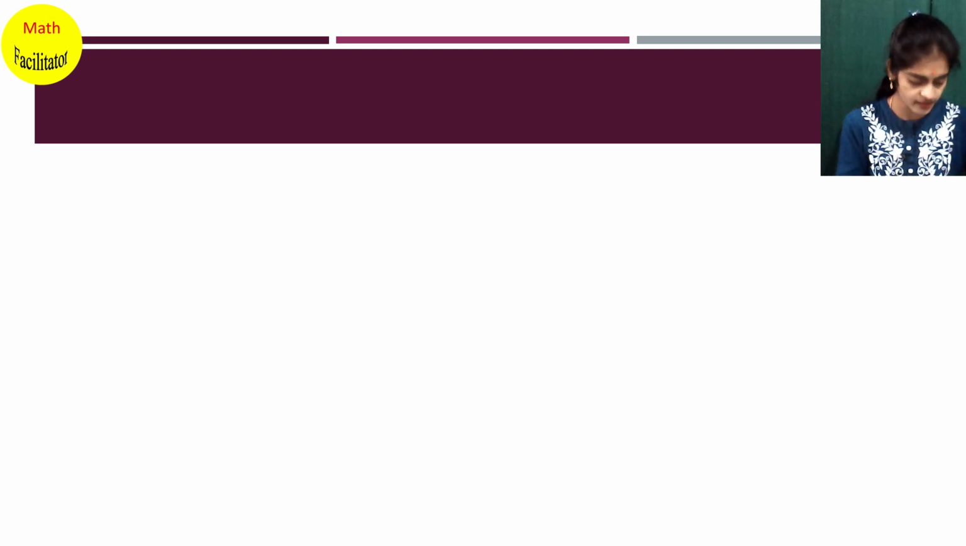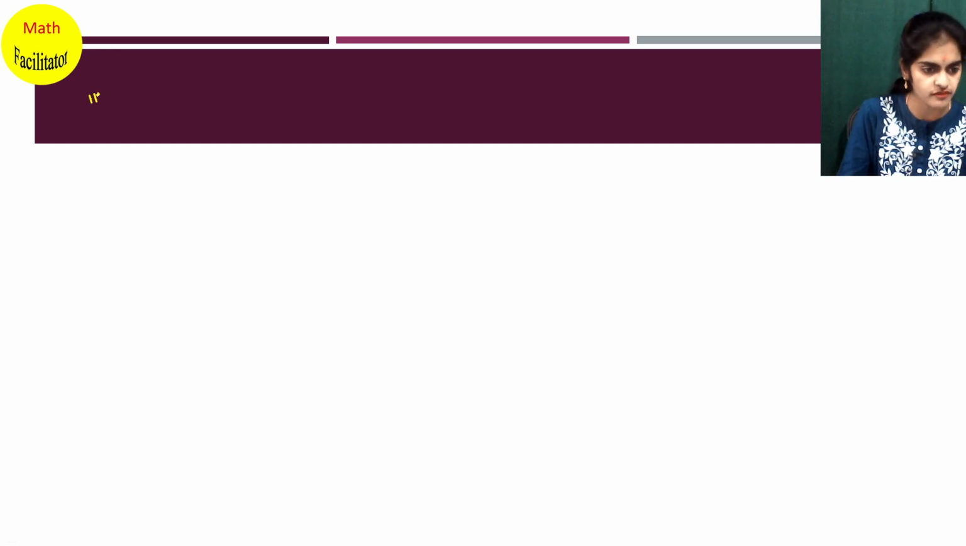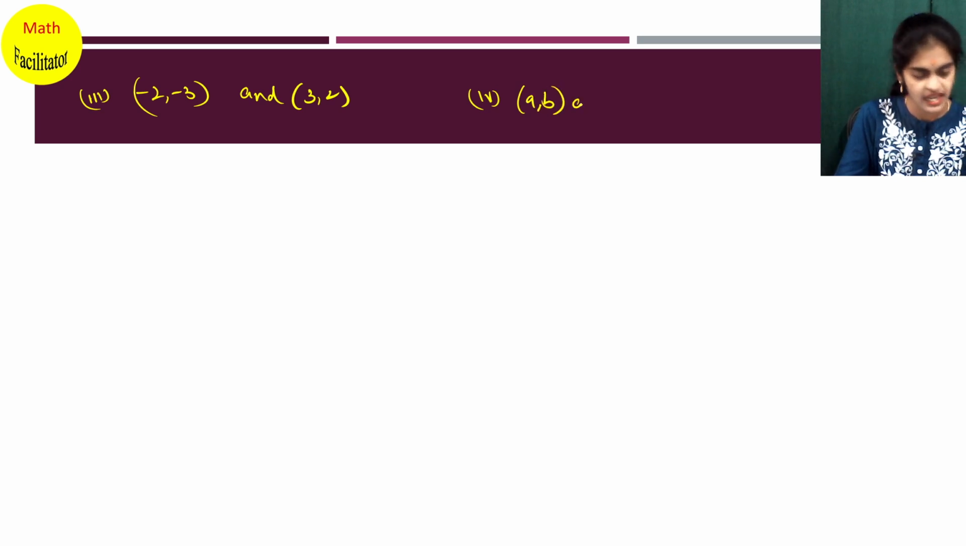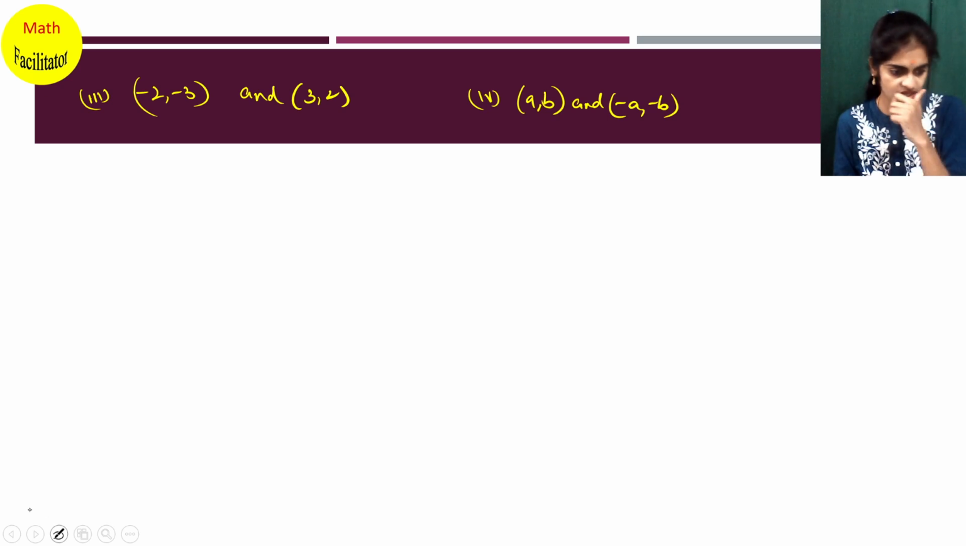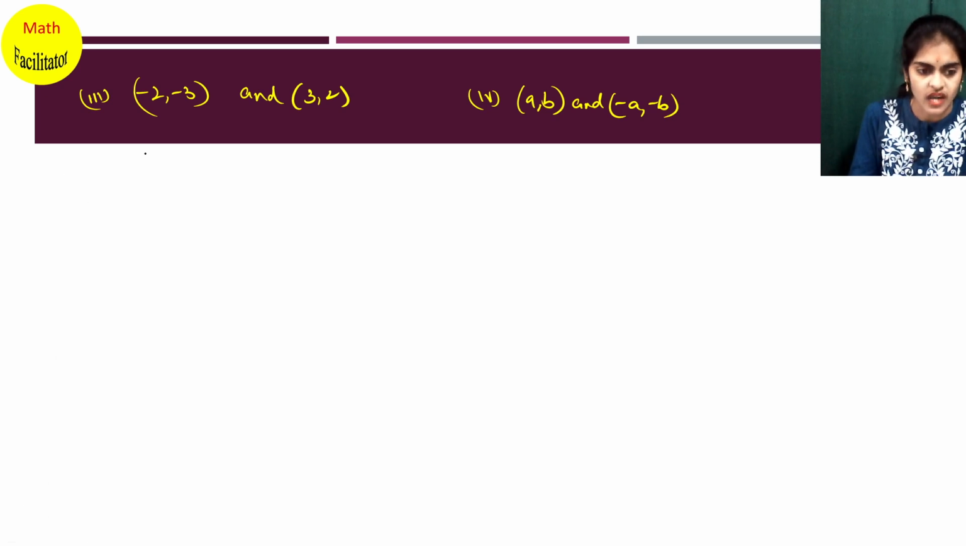Right? The next one, the third bit of the same question, you need to find the distance of minus 2, minus 3 and 3, 2. And the fourth bit is find the distance of a, b and minus a, minus b. So let's see how we can do this. Again, this is x1 y1, this is x2 y2. Let us write it here. This is x1 y1, this is x2 y2. Okay, so substituting in the distance formula, what do we know?